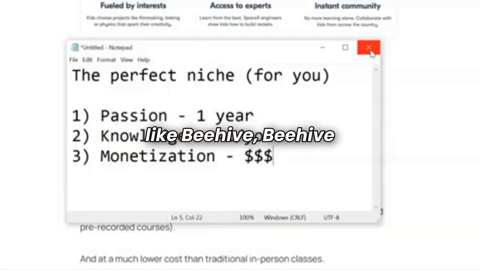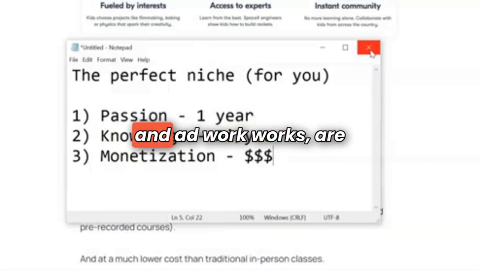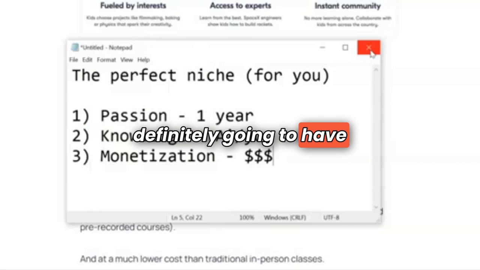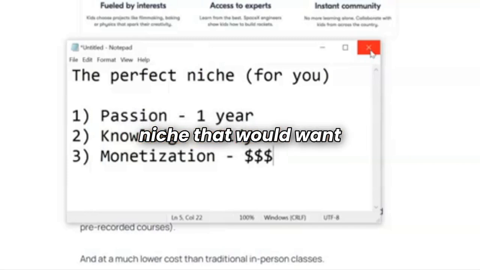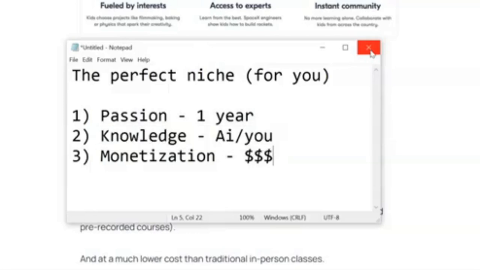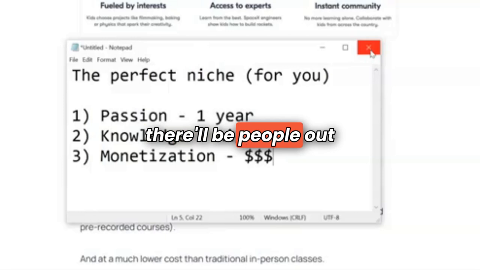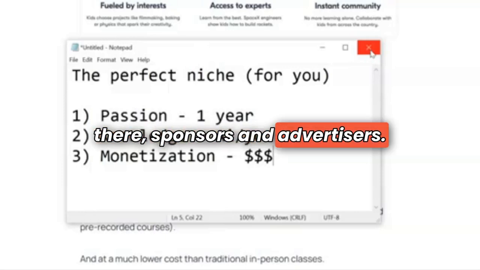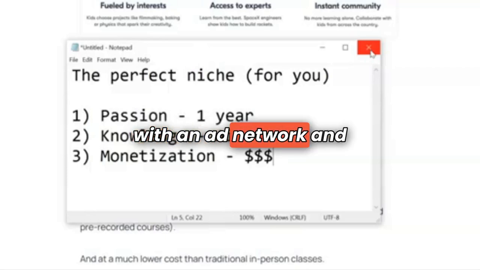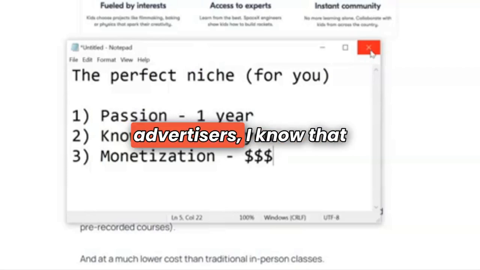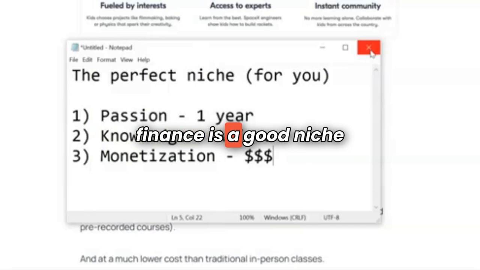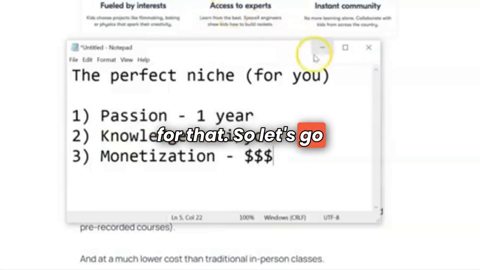The other thing I will say, actually, before we move on to that, is if I'm going to use something like Beehiiv, they have their ad network, and ad networks are definitely going to have businesses in the finance niche that would want to sponsor my newsletter, as well as other ad platforms. So I know that there'll be people out there, sponsors and advertisers. If I wanted to work with an ad network and pay them to help me find advertisers, I know that finance is a good niche for that. So let's get on to monetization.